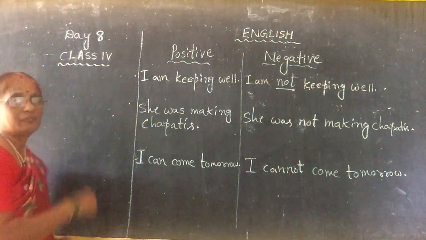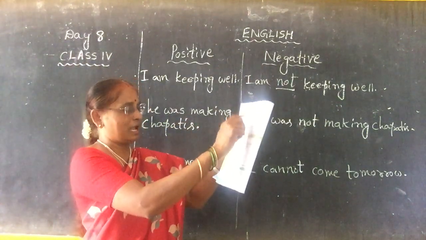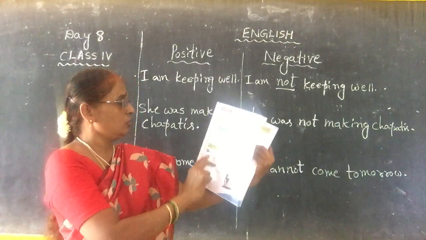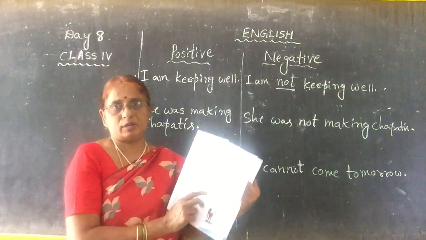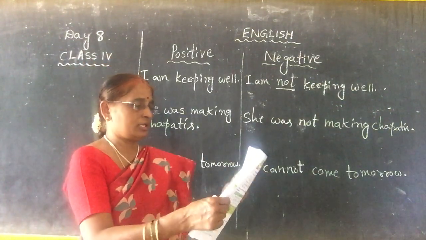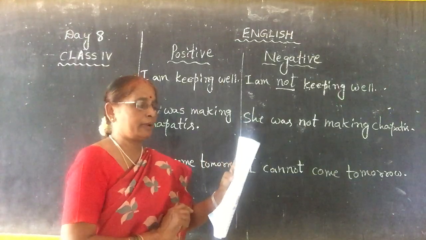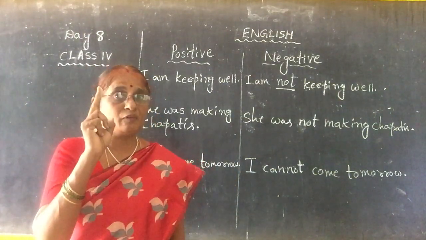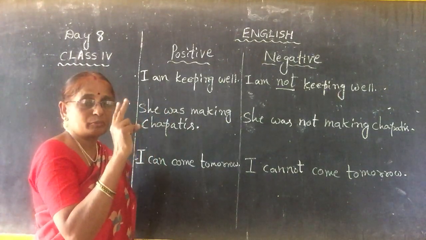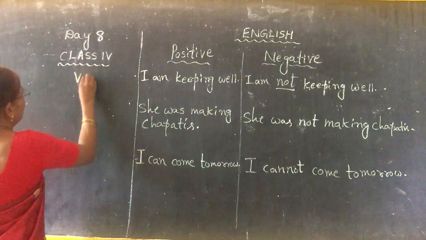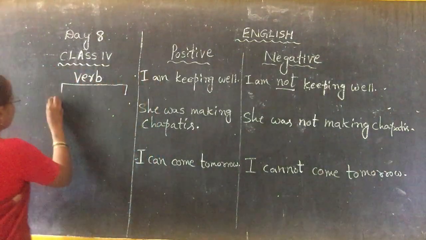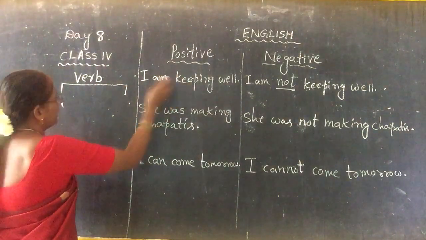Okay. So what is the difference between today's class, page number 16, this table, and the previous class table? There I told you is, am, are, was, were. All these are called verbs. Now in today's page, see here, the positive sentence in the above table consists of a verb made of two parts. What are the two parts here, children? Am and coming in the first sentence, keeping.